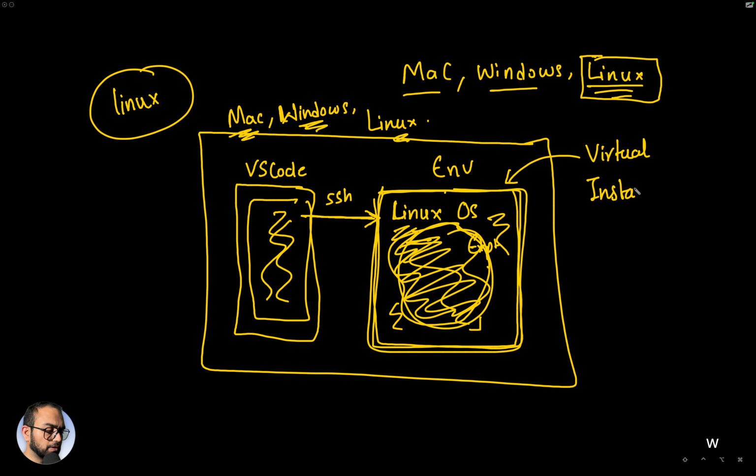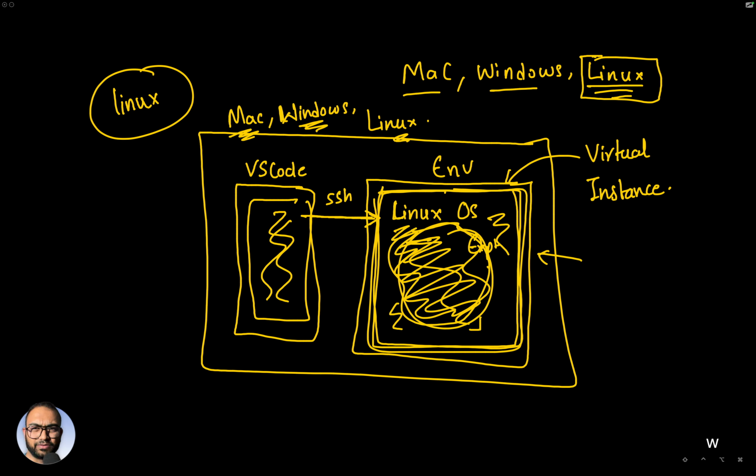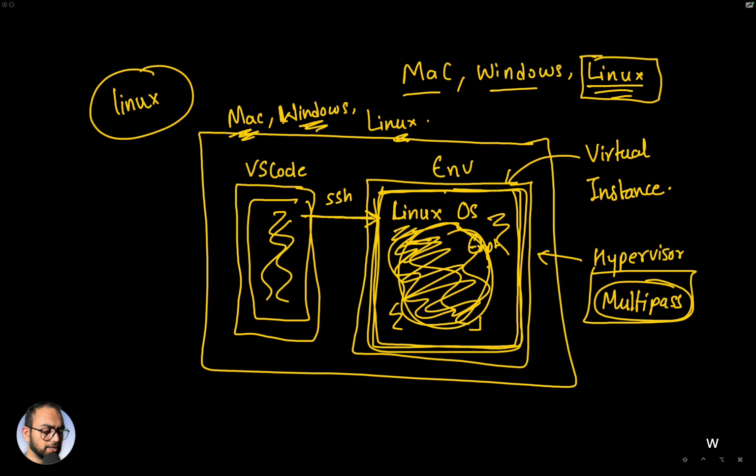This Linux environment we will call a virtual instance. The software that manages this instance is a virtual instance manager, more formally called a hypervisor. The name of the hypervisor we are going to use is Multipass. Multipass is a beautiful command line utility that can do the environment setup for you, and you don't have to execute too many commands.